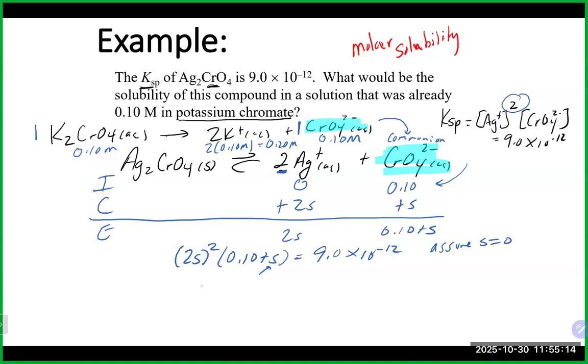That will basically get us 4s squared times 0.1 is equal to 9 times 10 to the minus 12. However you want to do it, if you want to take 4 times 0.1, that gets you 0.4. s squared equals 9 times 10 to the minus 12. You could also divide each of those separately as well. We're going to divide that to the other side. I can find the button I'm looking for. There it is.